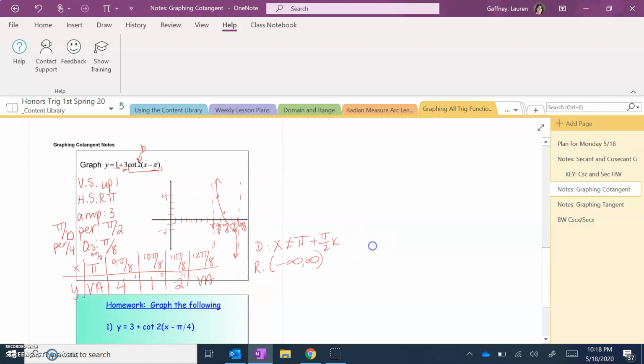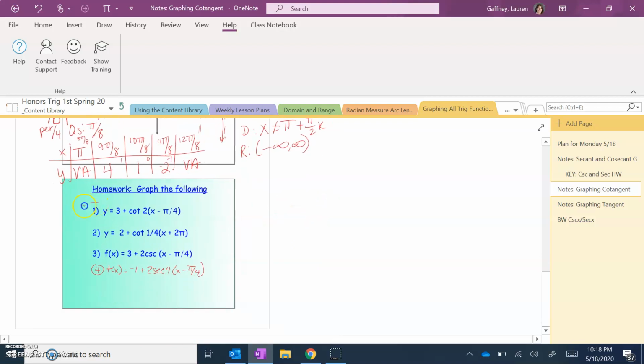Okay, so your homework, you're going to have 2 cotan graphs, and then just to keep you sharp, 1 cosecant and 1 secant. I will post the answers to those as well.